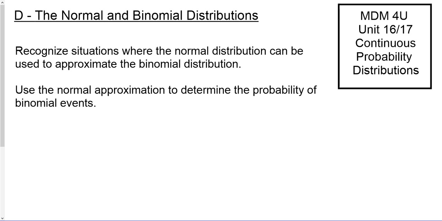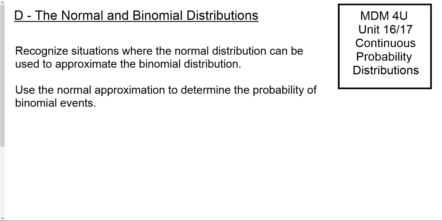And then just recently we have looked at using the normal distribution, which we had studied a long time ago in statistics, and how we could interpret it as a probability distribution. Now there is a connection between these two things, and it applies in certain situations. So what we're going to learn today is to recognize the situations where the normal distribution can be used to approximate the binomial distribution.